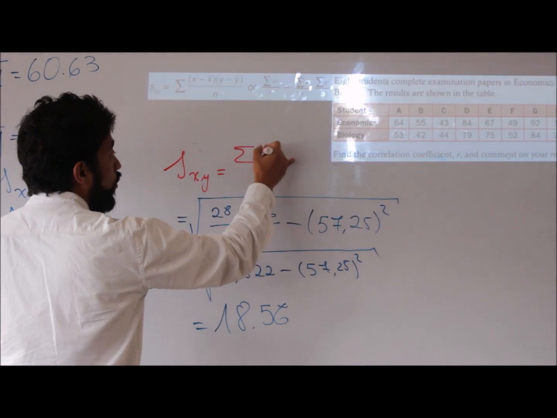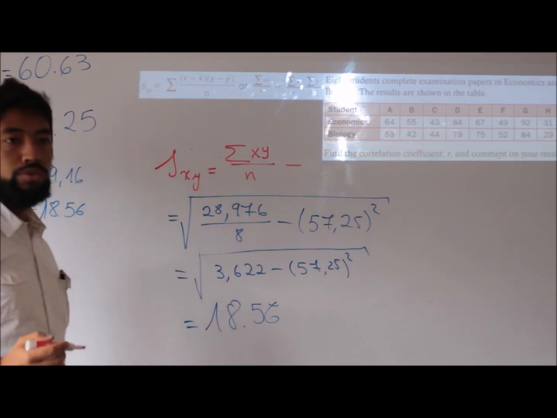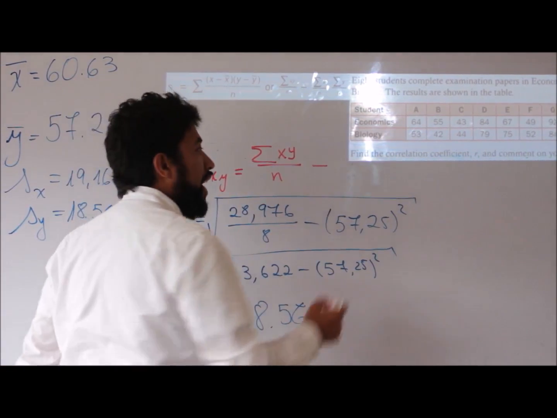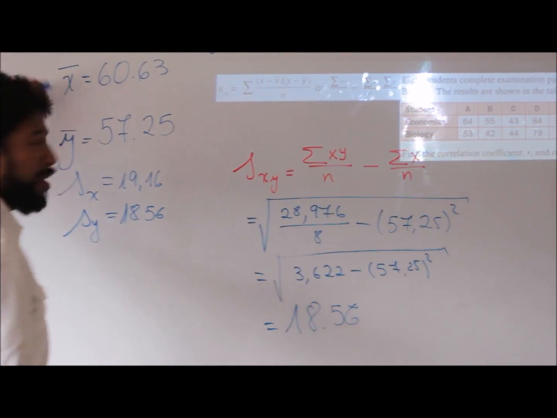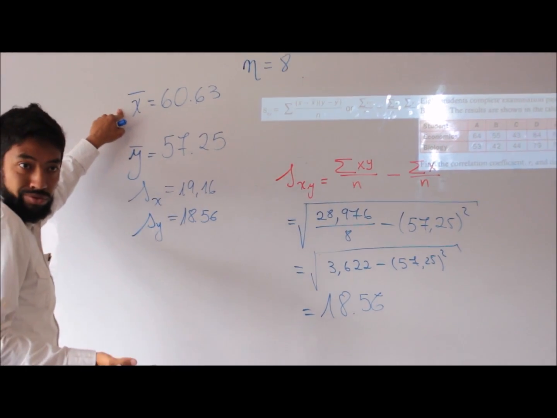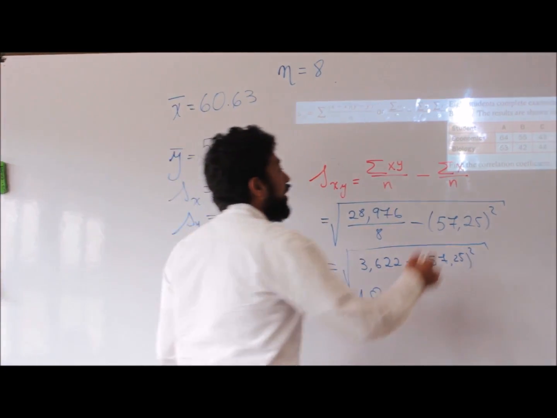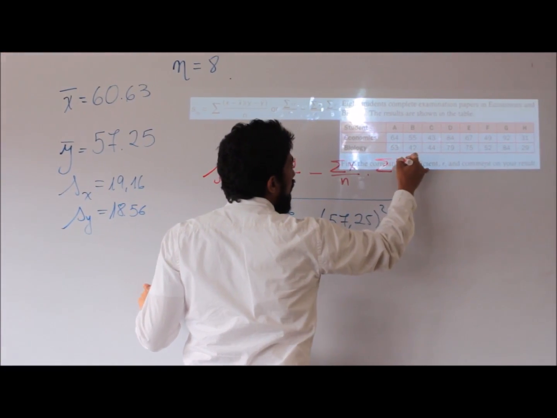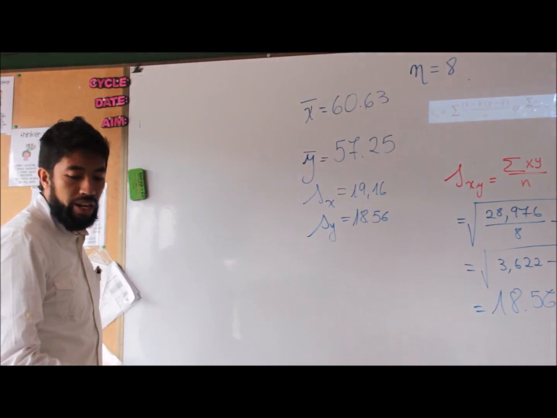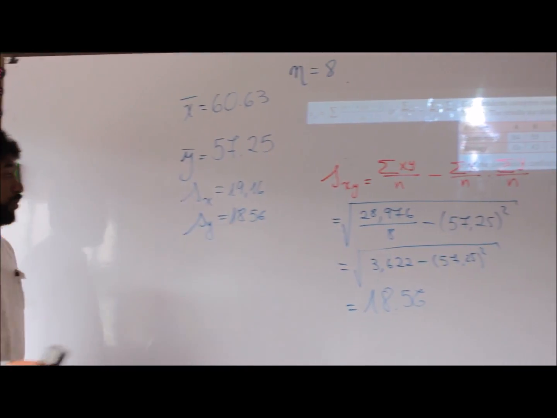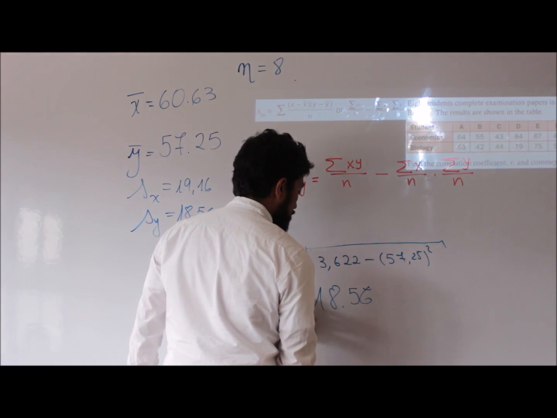The sum of XY divided by N minus the sum of X divided by N. But we know that sum of X divided by N is the mean. How do you find the mean? Adding the values and divided by N. And the sum of Y divided by N. And that is the mean of the other set of data. Now, so this one will be a little bit faster.